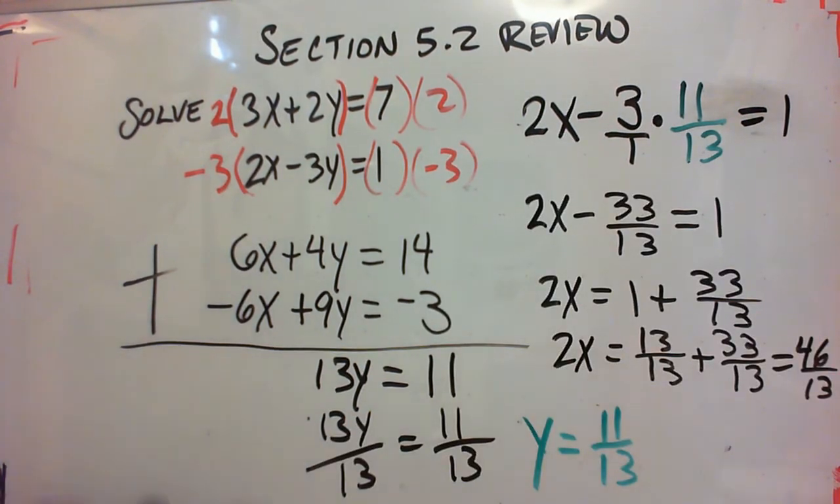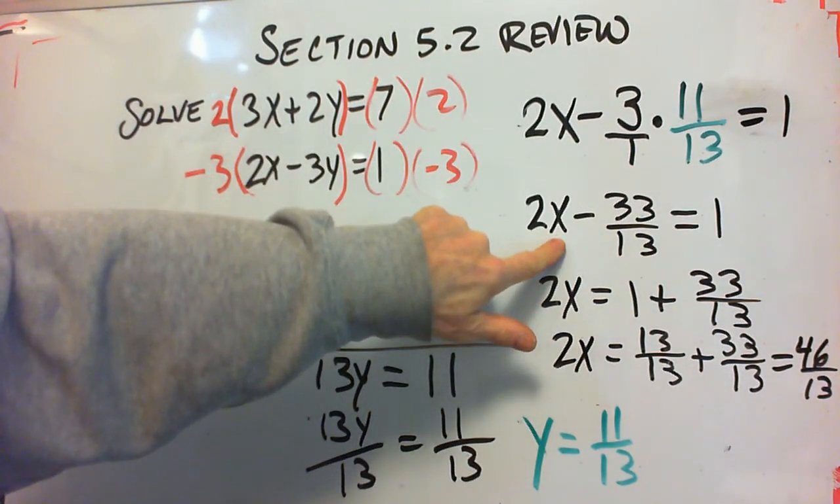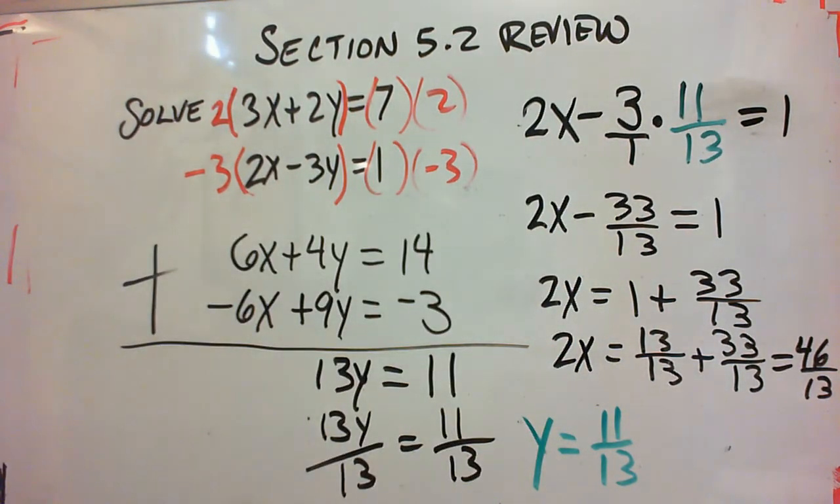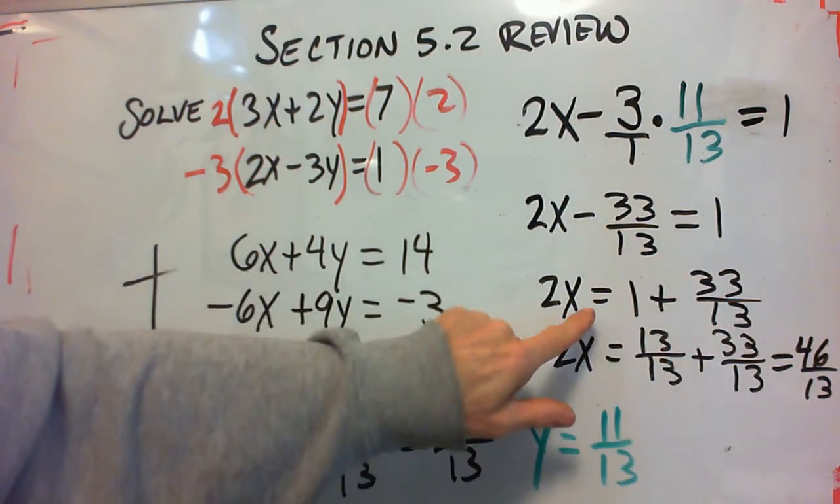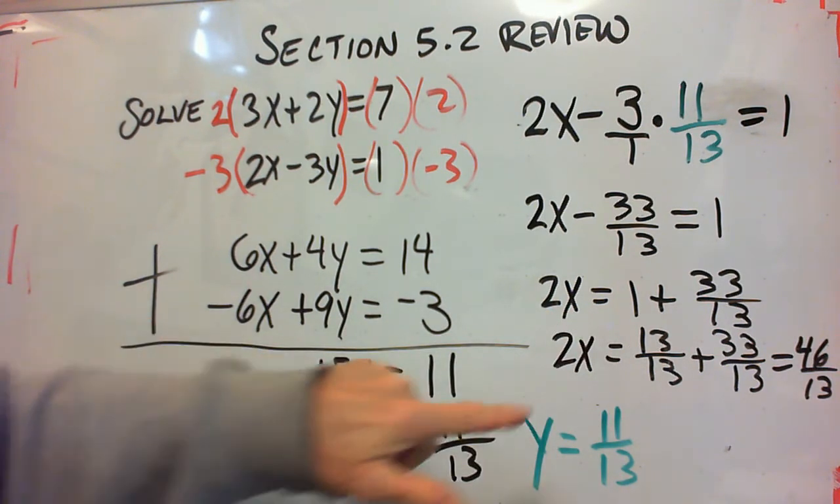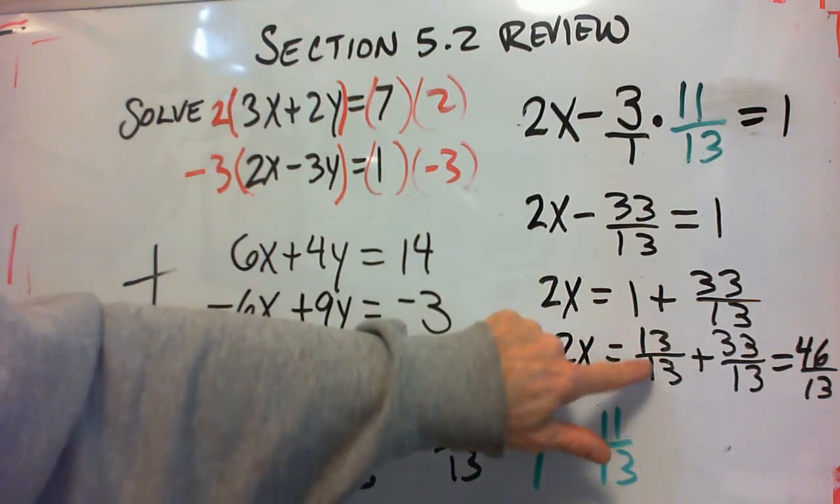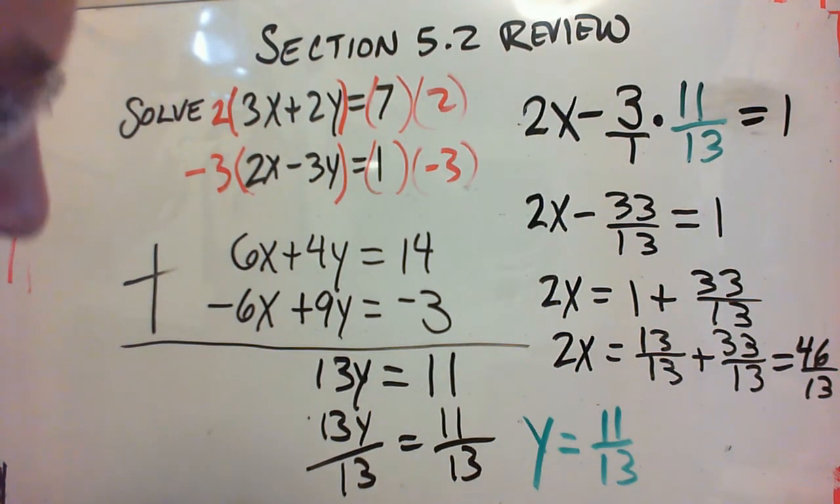So we plug in 11/13 and multiply: 2x minus 33/13 equals 1. Add 33/13 to both sides, so 2x equals 1 plus 33/13. We have to write 1 as 13/13 in order to add it to the 33/13. So 2x equals 46/13, but now we need x.